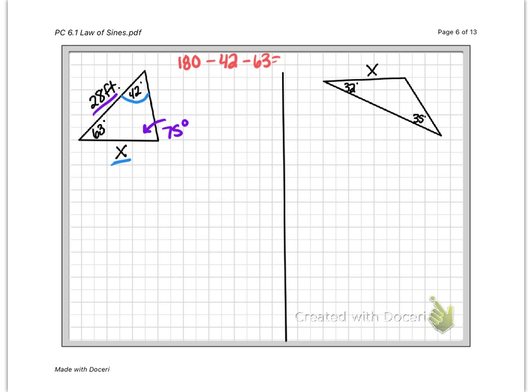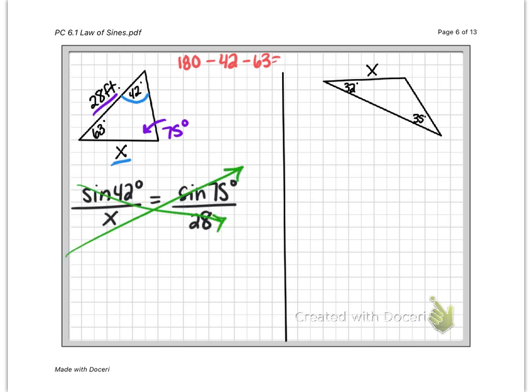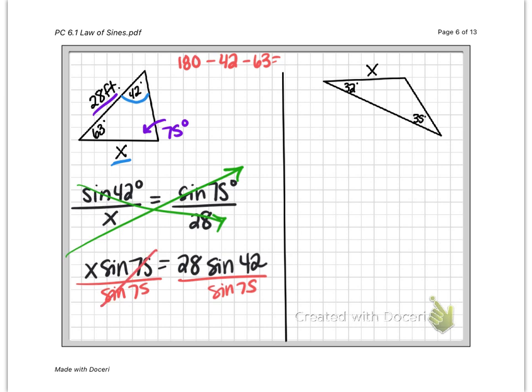So now we have what we need to set up our proportion. The sine of 42 degrees over x will be equal to the sine of 75 degrees over 28. Cross multiply, and we get x sine 75 equals 28 sine 42. Divide by sine 75. We'll plug this into our calculator and we get that x equals about 19.4, and the units of these sides are in feet, so we have to put our answer in feet.